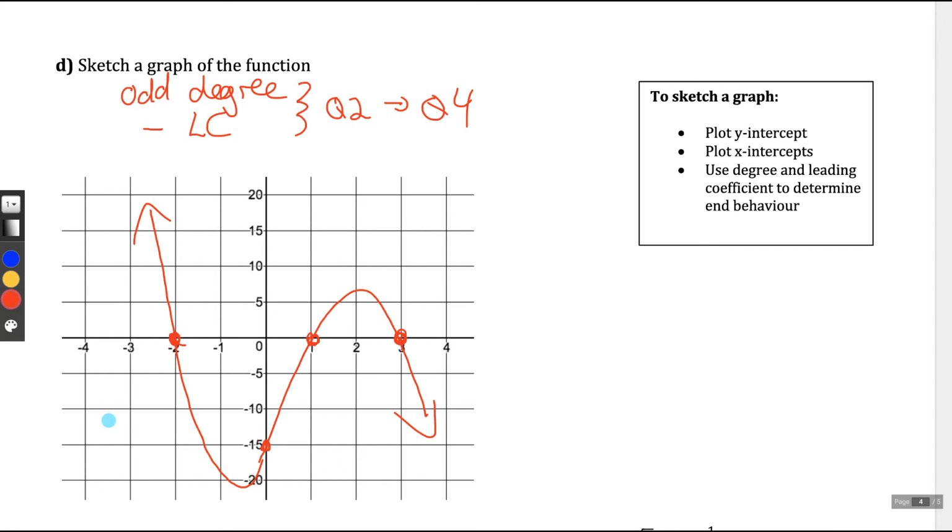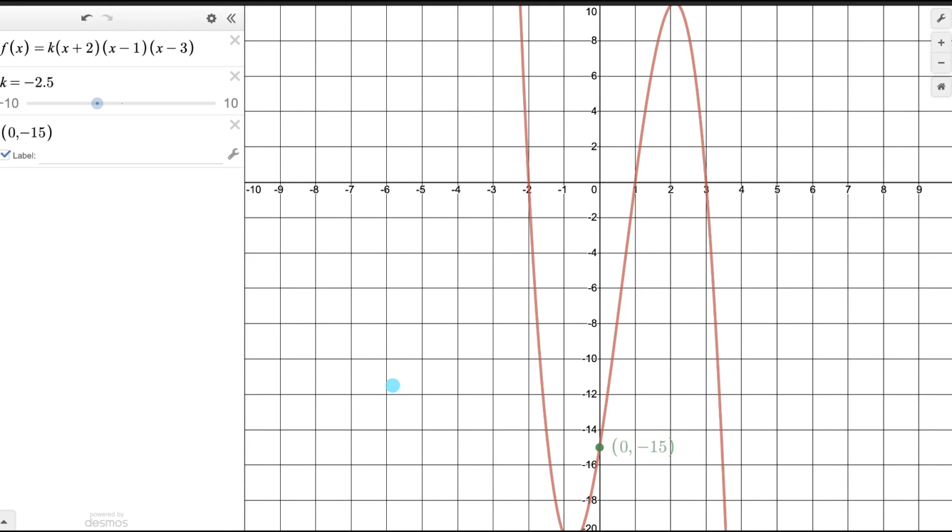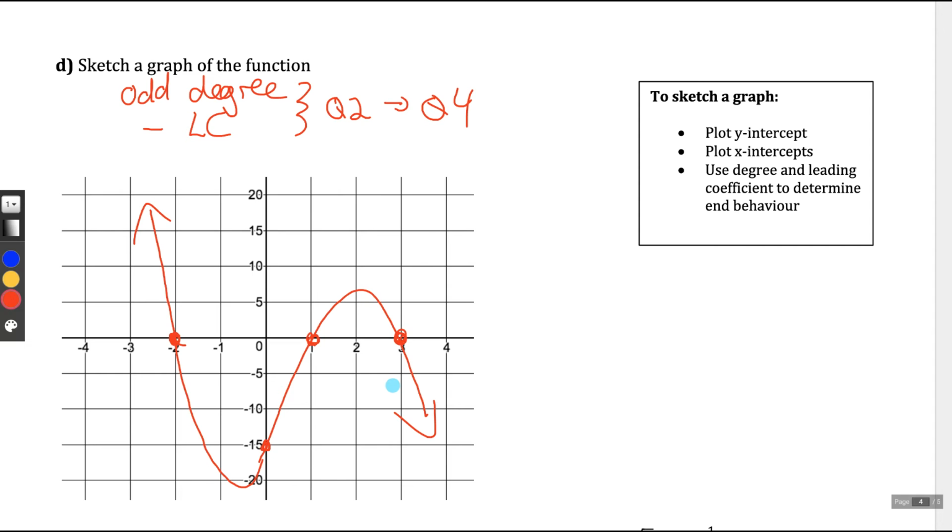And let's compare that to our graph in Desmos. And notice it's very similar. Turning points are in the exact right spot, with correct end behavior and correct x-intercepts.